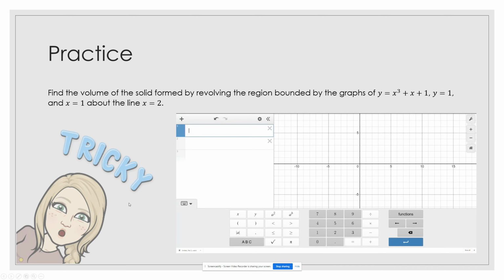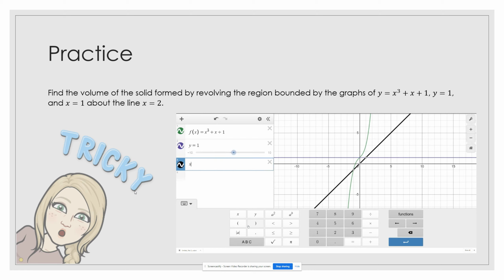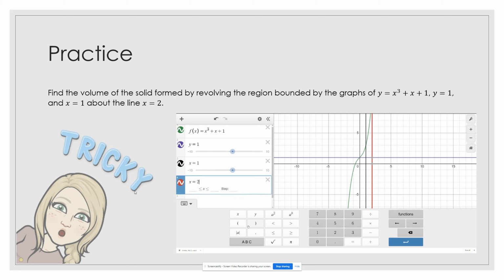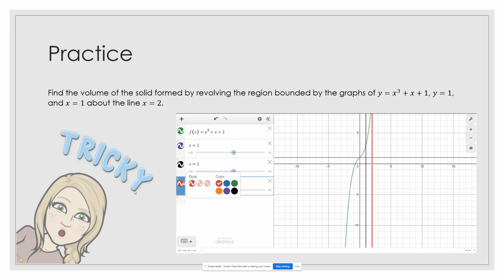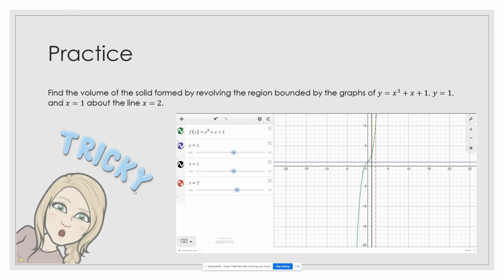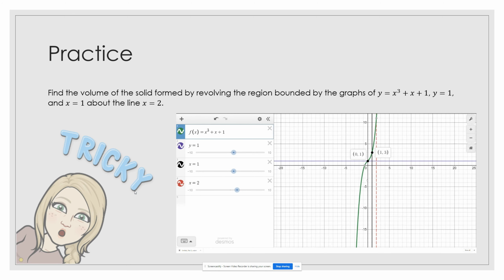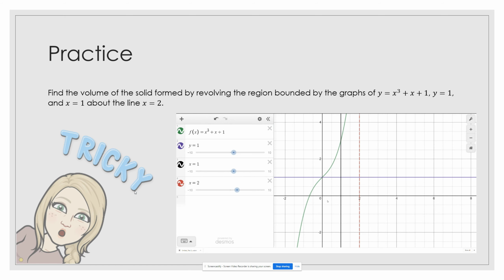So let's go ahead and see what this looks like. We're going to put in the first equation, which is x cubed plus x plus 1. And then our second equation is y equals 1. And our third equation is x equals 1. And then in a dashed line, I'm going to put in x equals 2. If you hold the line, you can change it into a different color or different type of line. And I put a dash because that allows us to see what we're rotating over.